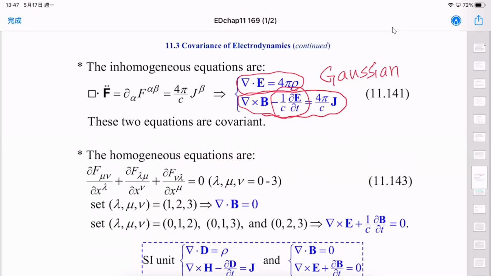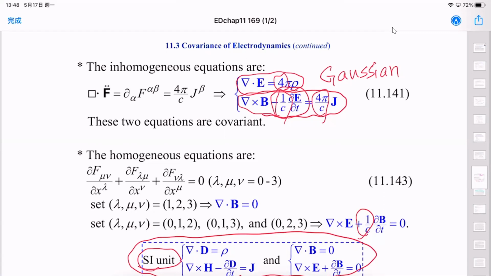Okay. Personally, I prefer the SI unit. I prefer this unit because it is much easier to remember. No other coefficient. But here we have extra coefficients, and they will be easily confused. Okay.